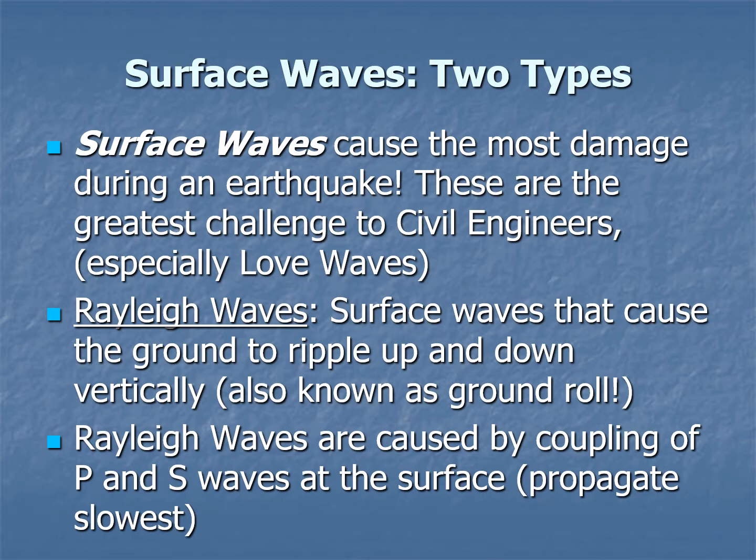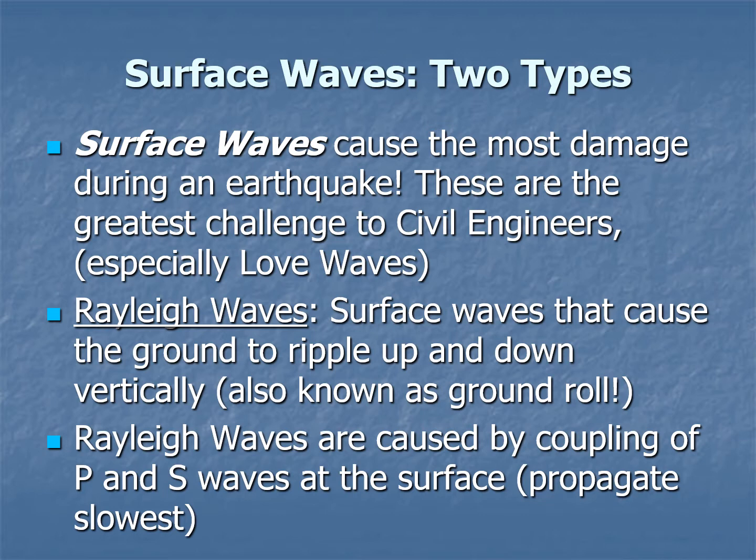Okay, what about our surface waves? I had everybody in class write down the outline we had on the board. You're going to need to know your body waves and your surface waves, your two types of body waves and your two types of surface waves, but you also need to write down this first bullet here. The surface waves are an issue because they cause the most shaking and the most damage during an earthquake. That's because they have the greatest amplitude of ground shaking. So surface waves are worse than body waves. And the surface waves are the greatest challenge to civil engineers, especially the love waves.